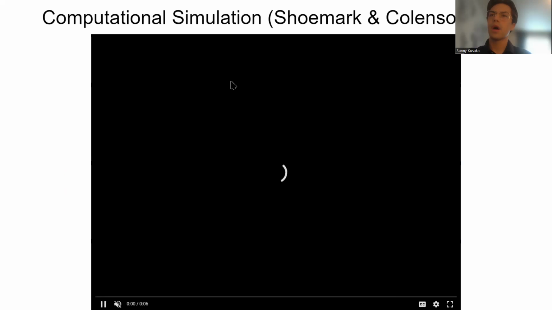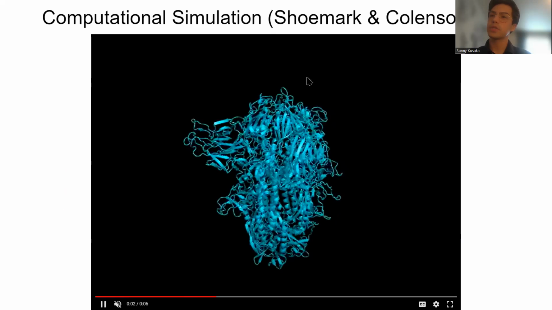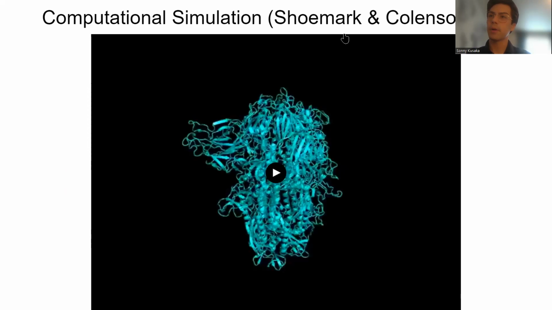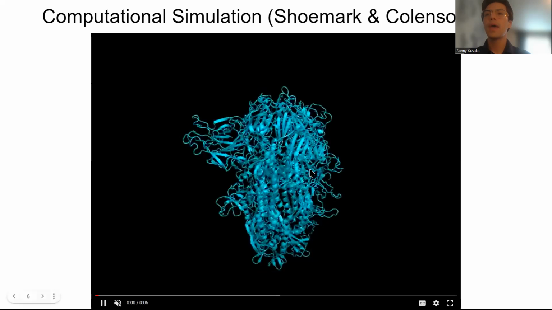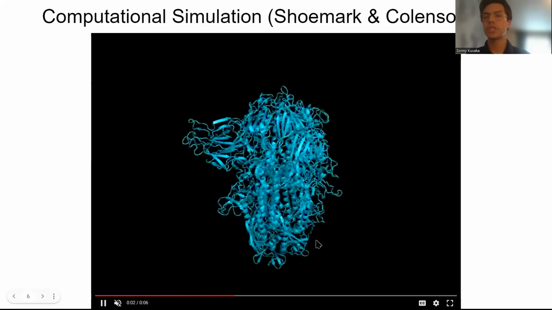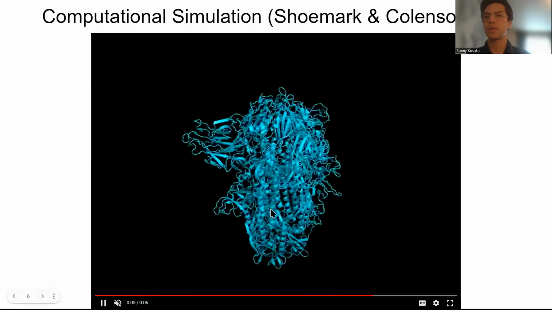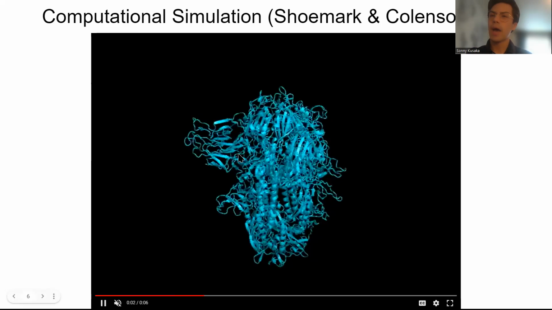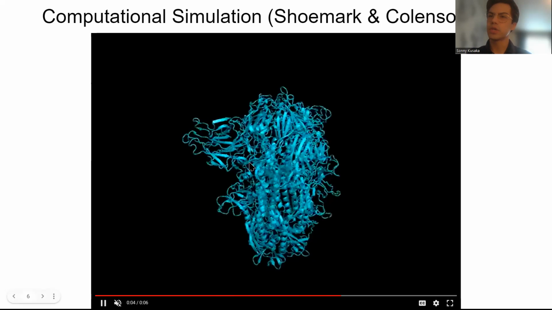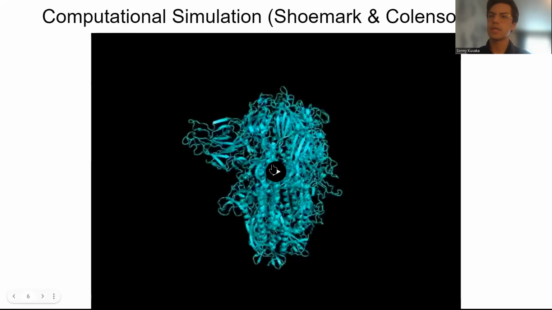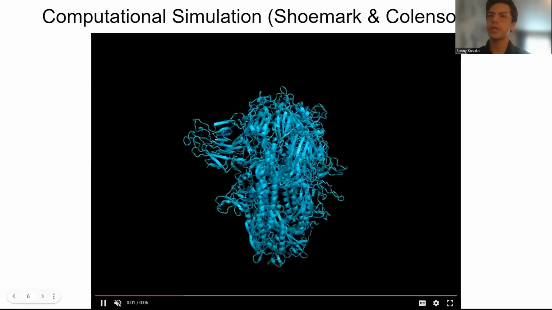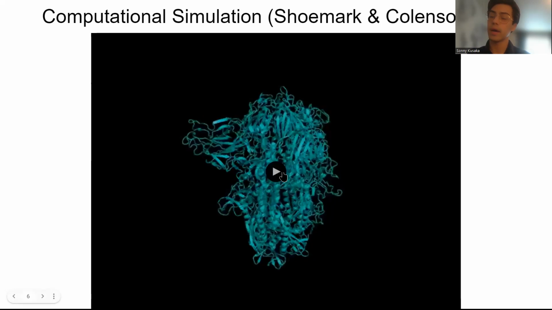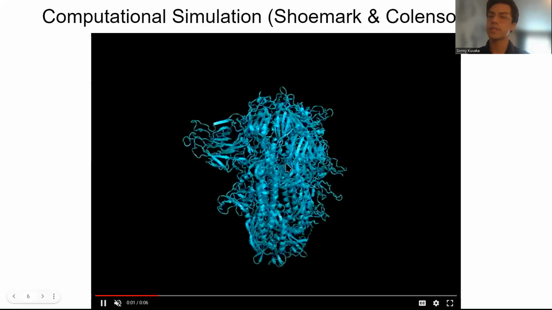So other research groups have done computational simulations of the spike protein. One such research group published a paper by Schumark and Colenso et al. And this is a computer simulation using the data from their paper. Basically, this is that atomistic simulation where every atom, Newton's equation of motion, has been solved over nanoseconds. And this is a 200 nanosecond simulation. So the protein just sort of wiggles, and you can see some movement here. And this is what it's doing on the SARS-CoV-2 virus.